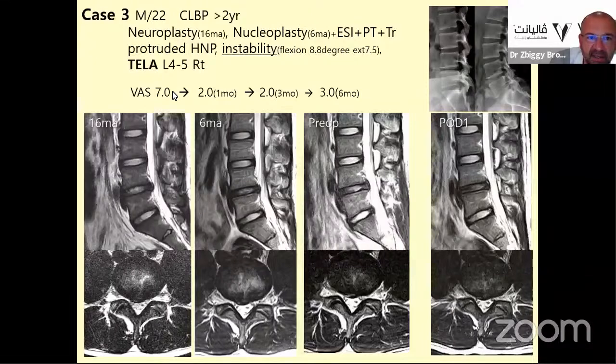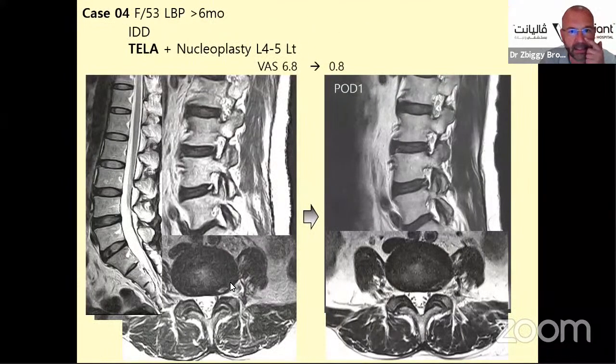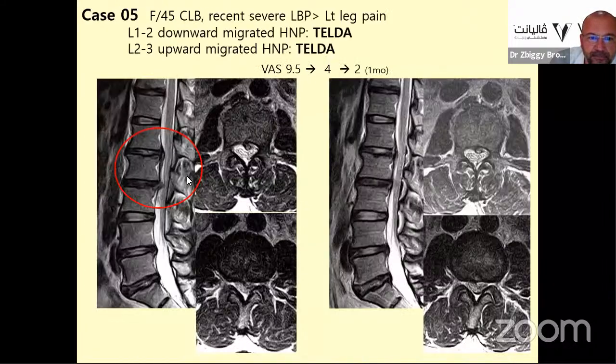This is an interesting case because this patient had nucleoplasty, epidural injection, physical therapy, traction. We performed only annuloplasty, and 6 months after, the VAS was more than 50% less. We didn't make any intradiscal procedure. He nicely improved his discogenic back pain. This is the patient where annuloplasty and nucleoplasty were performed at the level L4-5 on the left side.